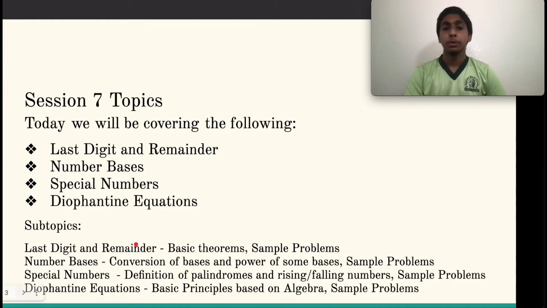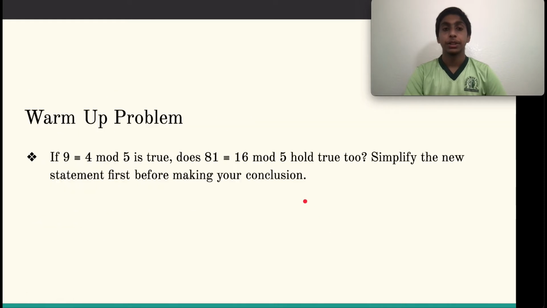Now, we have some subtopics. In last digit and remainder, we're going to be learning some basic theorems that will help us in solving some sample problems. In number bases, we're going to be learning how to convert between bases and the powers of bases, and we'll also learn how to solve some sample problems. In special numbers, we're going to be learning the definition of palindromes and rising and falling numbers, two types of numbers, and we're also going to go over sample problems. And finally, we're going to be doing Diophantine equations, and we'll be learning some basic principles based on algebra and sample problems. Okay, so let's get right into it.